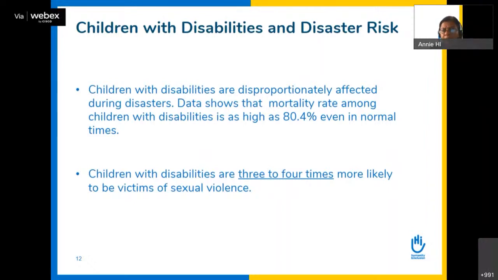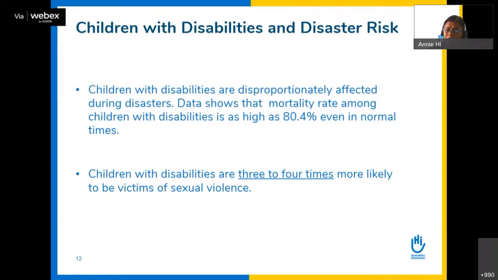And children with disabilities are 3 to 4 times more likely to be victims of sexual violence. Now, this is again a point of a lot of concern, because a lot of children don't even understand that they are being abused. Only when you know that you're being abused can you make a complaint, can you share that this is happening to me? Like Balu sir said yesterday about good touch, bad touch.